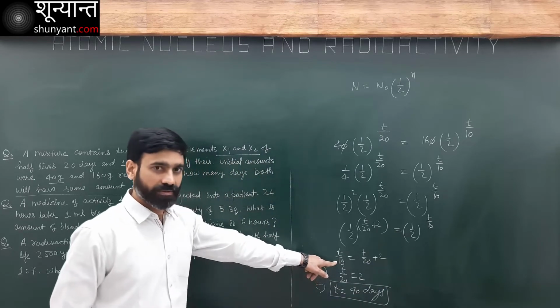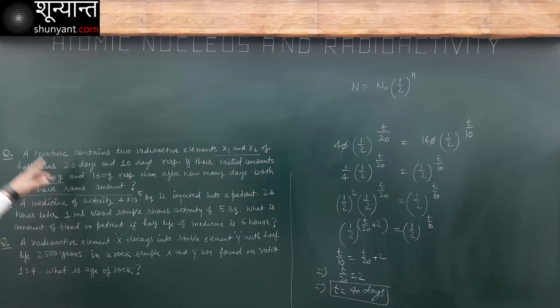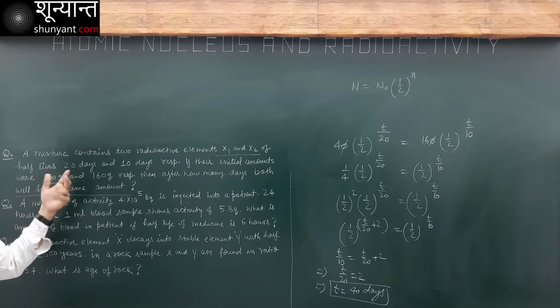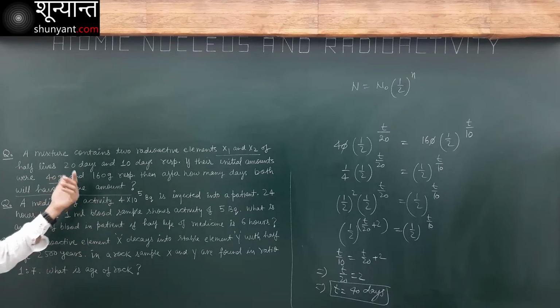This is in days. After 40 days, this becomes from 40 to 20 and 10. This will become 10 grams. Half-life is 20 days. After 20 days, it becomes half, 20. After the next 20 days, further it becomes half. So from 20, it becomes 10.